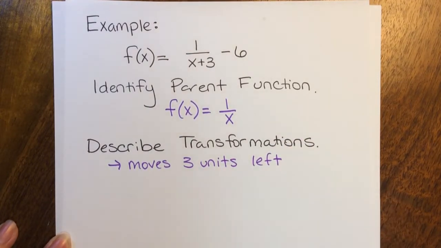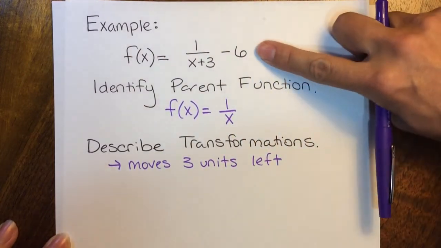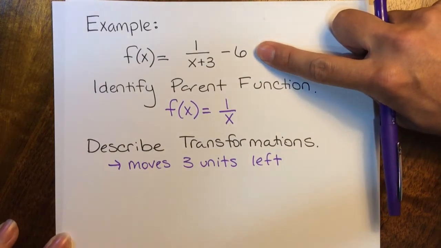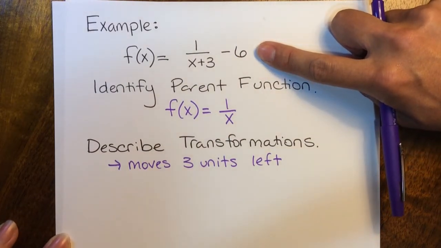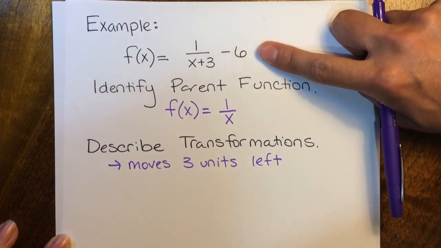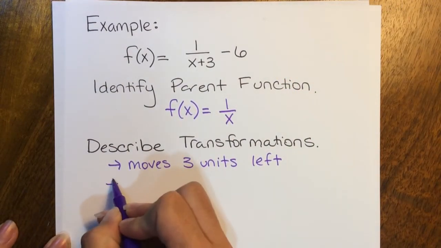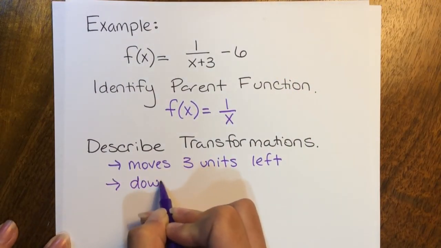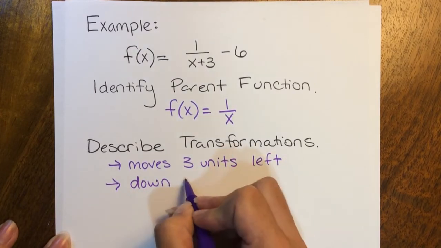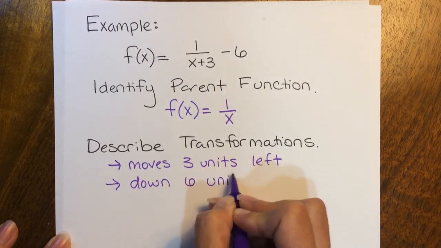We have no stretch or compression. I see no negative sign in front of the function or in front of the x. So last we're going to talk about the -6 out here. And this is a vertical shift. It is subtract. So we are going to go down 6 units. So we're going to move that function down 6 units.